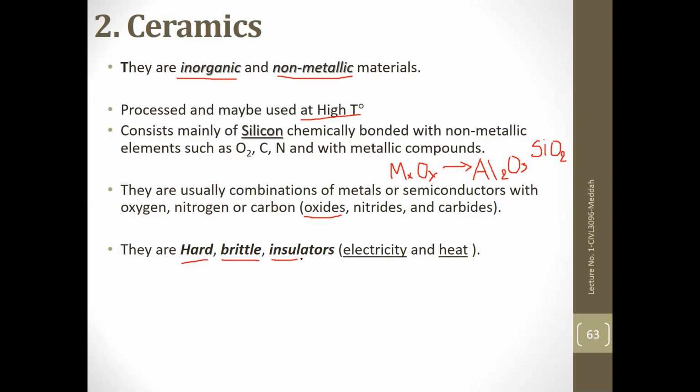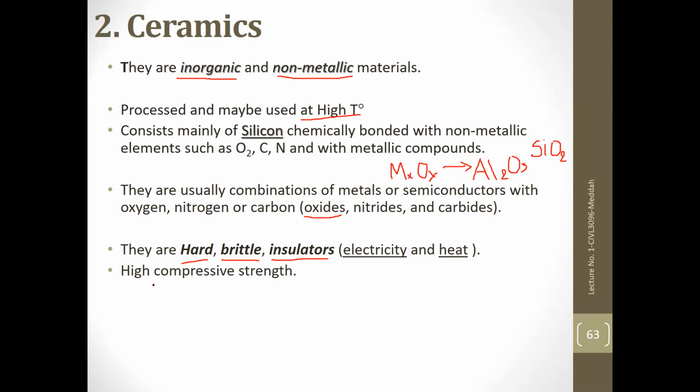And also they don't conduct electricity or heat. They are not perfect insulators, but they are not conductors. This is the most important. So these are at least three major properties: physical, mechanical, and thermal and electrical properties of ceramics that distinguish ceramics from metals and other materials.